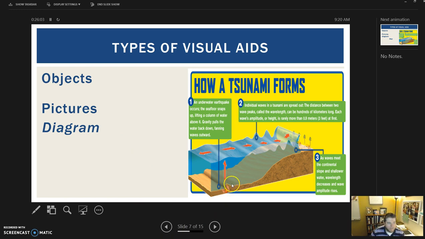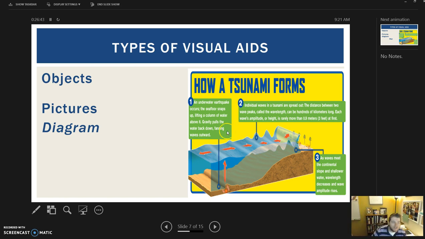I would say, so the first step, and I would direct attention, and I would say, take a look down here at where this begins. An earthquake occurs where the seafloor actually snaps upwards, and it causes this column of water to shoot up. And so it shoots it up, but then gravity pulls it back down, and it sends the waves outward. And if the earthquake is big enough, it causes that column to shoot up enough, and the waves are going to start to gain momentum.